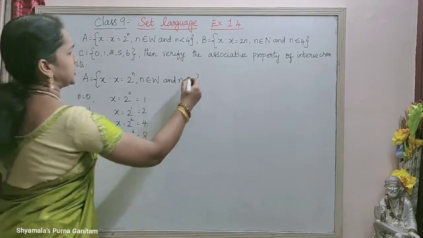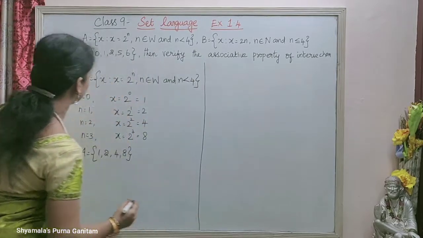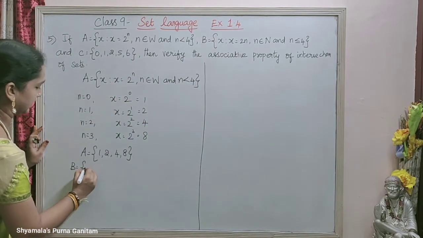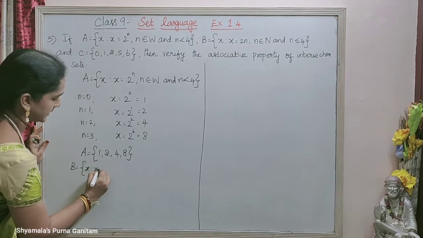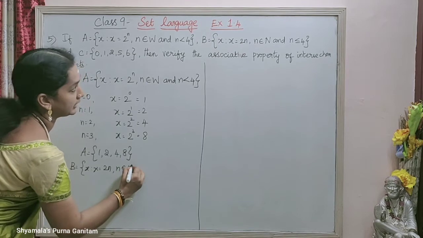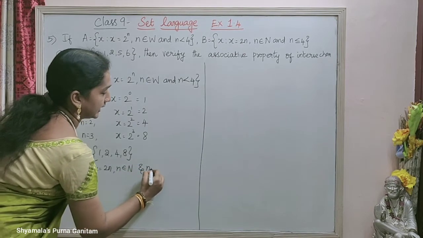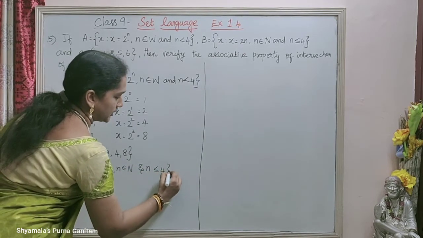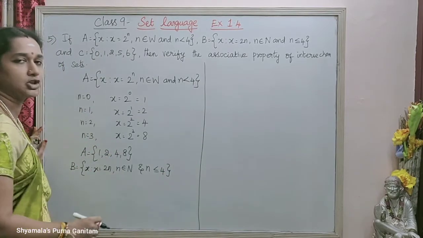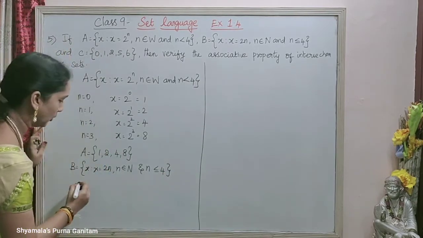Okay, so now we will find the elements of B. B is equal to, what is the rule given? {x such that x = 2n, where n belongs to natural numbers and n less than or equal to 4}. So n will be 1, 2, 3 and 4. Since it is given natural numbers, we will start from 1.